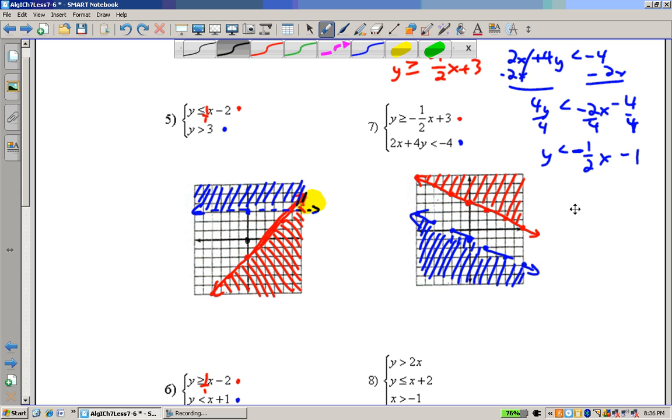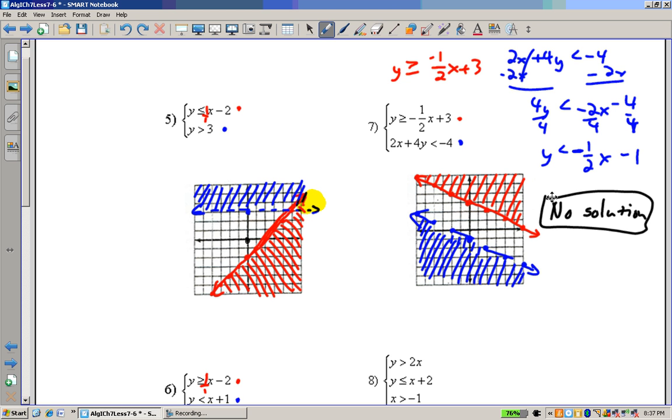I don't have to, but it's going to be nice for the reader to see. There is no solution. Now we are working in the real numbers for Algebra 1, so you may want to include no real solution, or in this case, you could just say no solution.